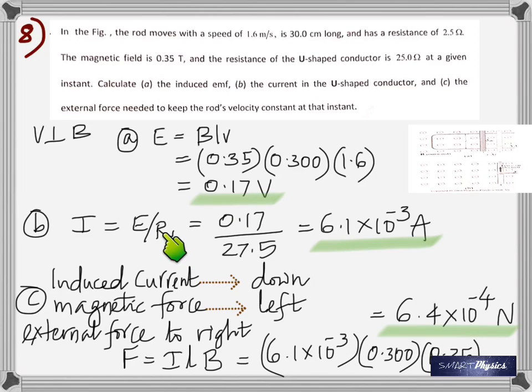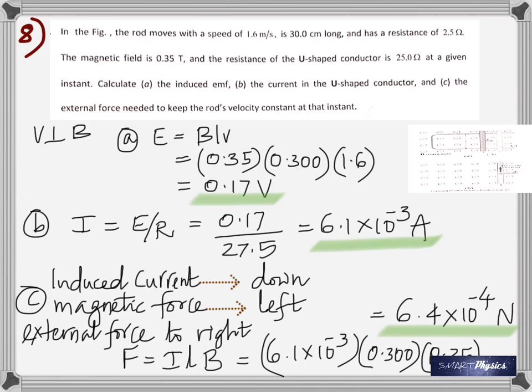Now current by Ohm's law is voltage divided by the resistance. Again, the resistance is given and you get the current, 6.1 milliampere. And in the third part it says the external force needed to keep the rod's velocity.